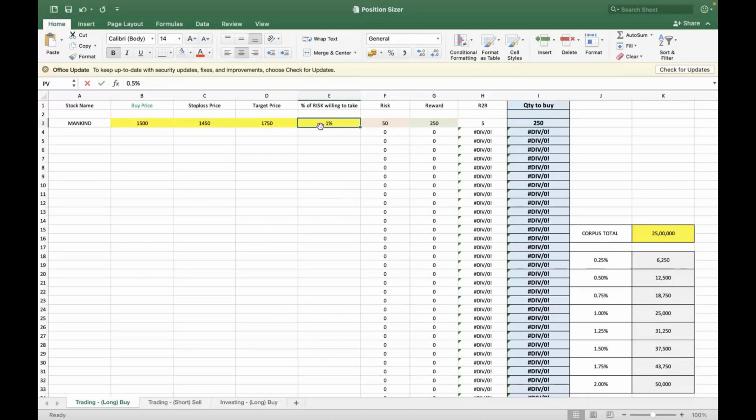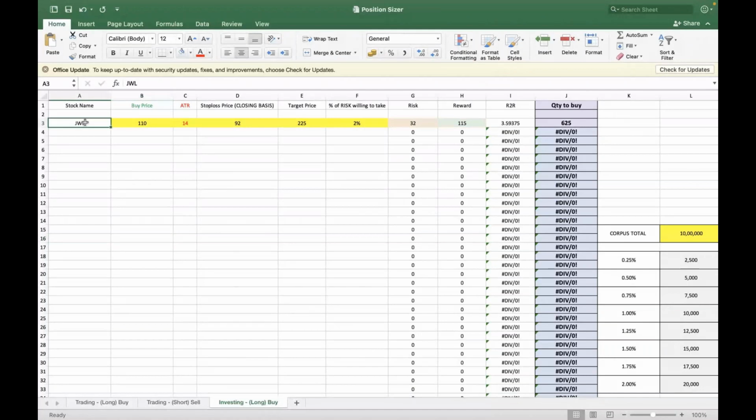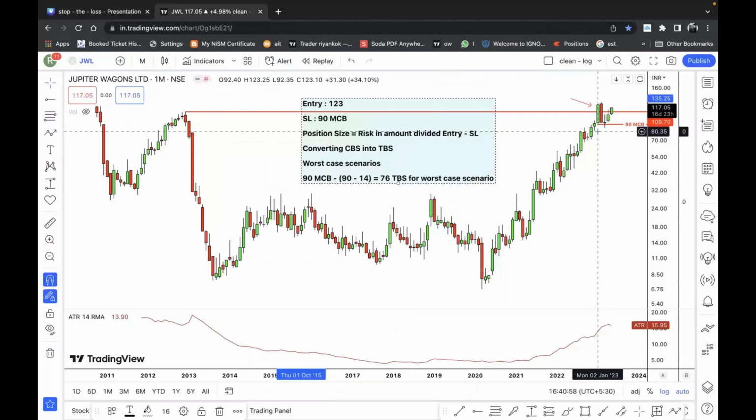And now considering the investing scenario, I have made this sheet for the investing scenario as well, right? For let's say a stock named Jupiter Wagons, if we are considering, let's say the entry is 110. In this case, you have to also plug in the ATR here. Okay, if I am taking entry at 110, then the ATR level at my point of breakout, this is very very important. This is the point of breakout and the ATR level is 13.90 here. So I need to enter the ATR as 14.